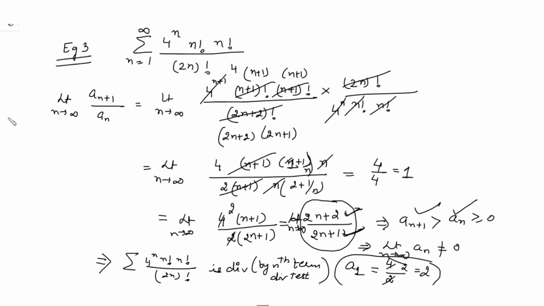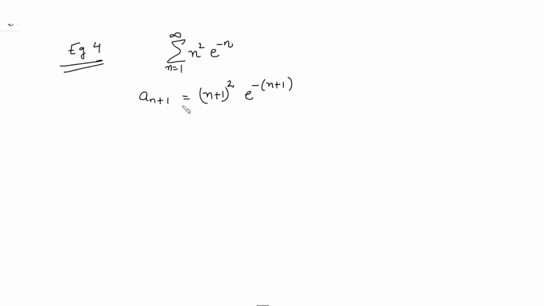Now just see one more example. Example 4. Let's suppose we have to check the behavior of the series n square e to the power minus n, where n is varying from 1 to infinity. Again, your (n+1)th term will be (n+1) whole square e to the power minus (n+1). Your nth term is already given, this is n square e to the power minus n. Now you find out the limit of it. So this is by the ratio test.